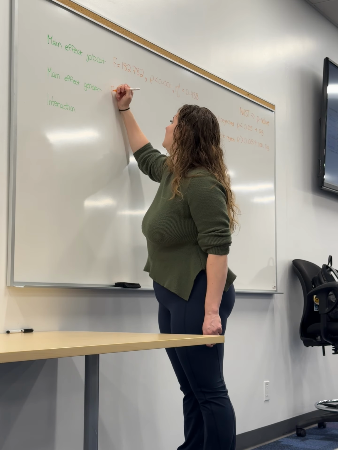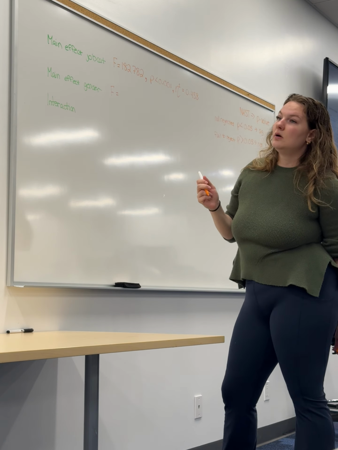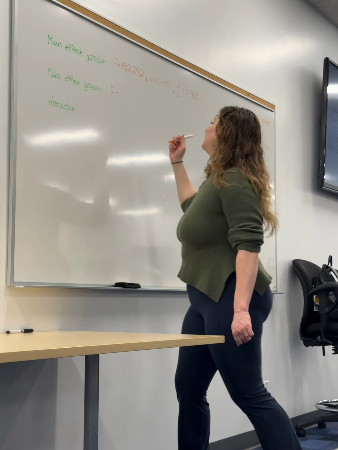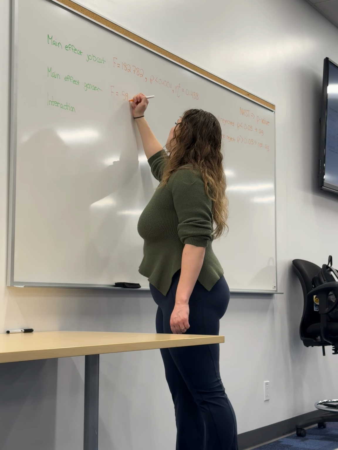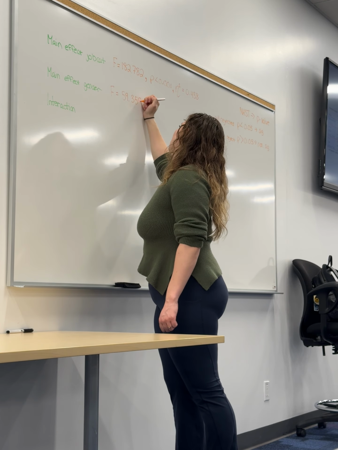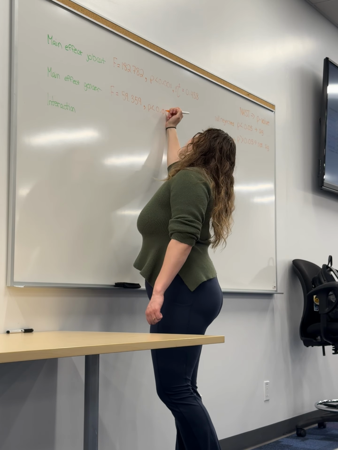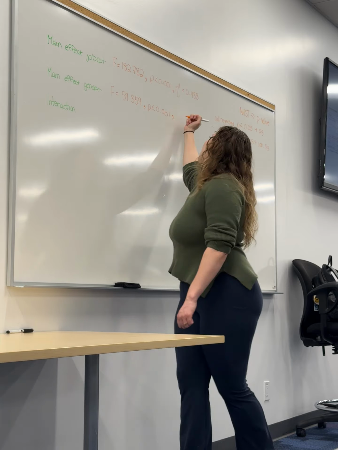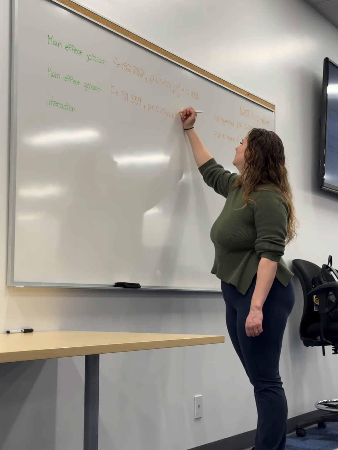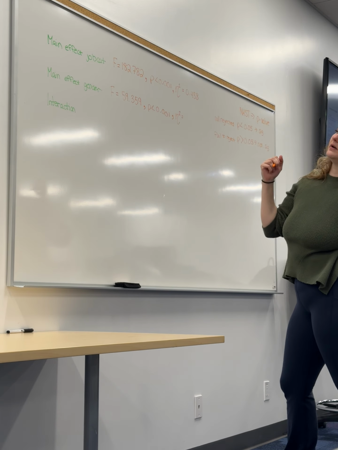You're gonna do the same thing for your gender. So you have F equals 59.359. The p value is also less than 0.001. And then you have your partial eta squared sitting at 0.112.